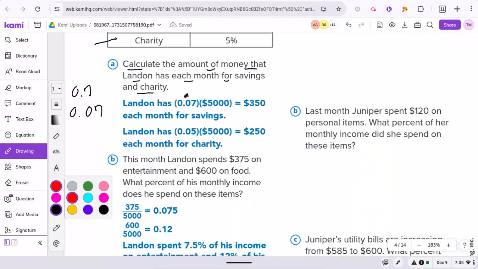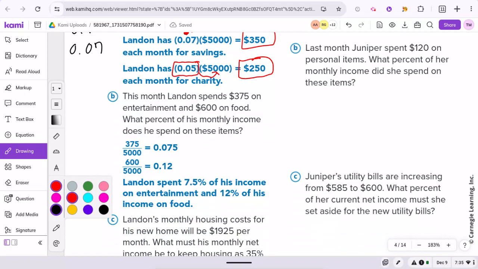For these first few, 7% of the 5,000 net income would be 350. And then a similar process for the charity: 5% of the 5,000 is 250. Now it's asking if he spends 375 and 600 on food. This time it's telling you how much they spend on these particular items. Now they want to know the percentage, so you do not know the percentage.